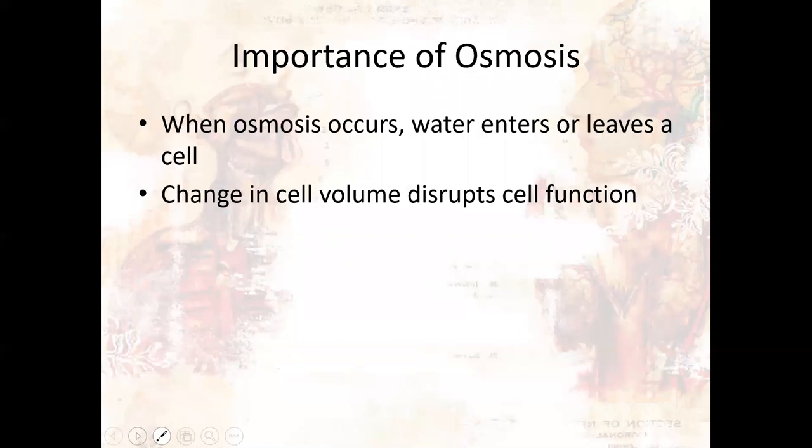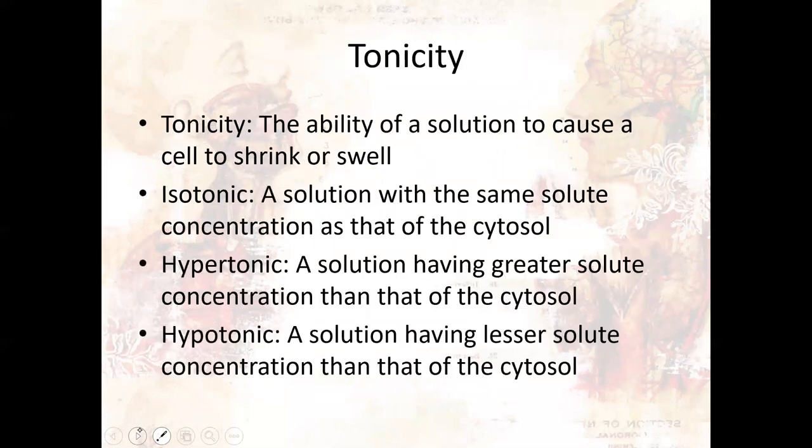When osmosis occurs with cells, you're either going to gain volume or lose volume, and this is going to suck. You don't want this to happen. Tonicity is the ability of a solution to make that happen. Your cells are in an isotonic solution, meaning that the fluid outside the cells has the same concentration as the fluid inside the cells. So water is not moving in or out in net gain or loss.